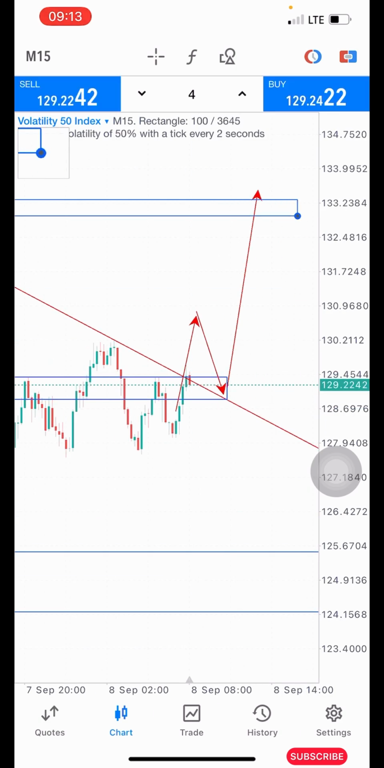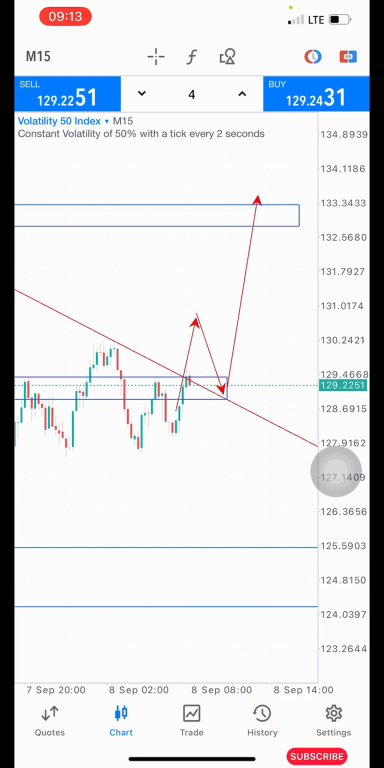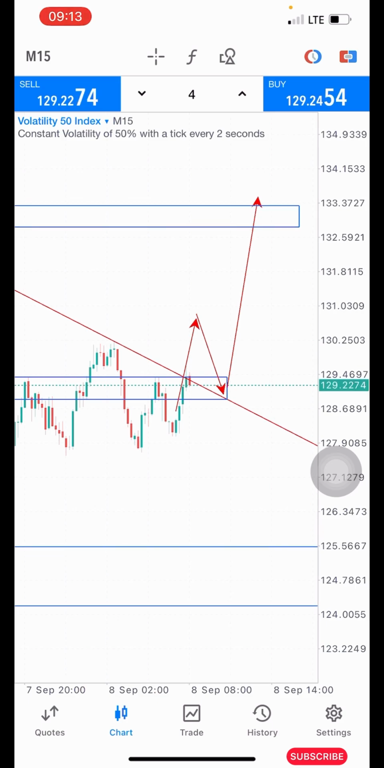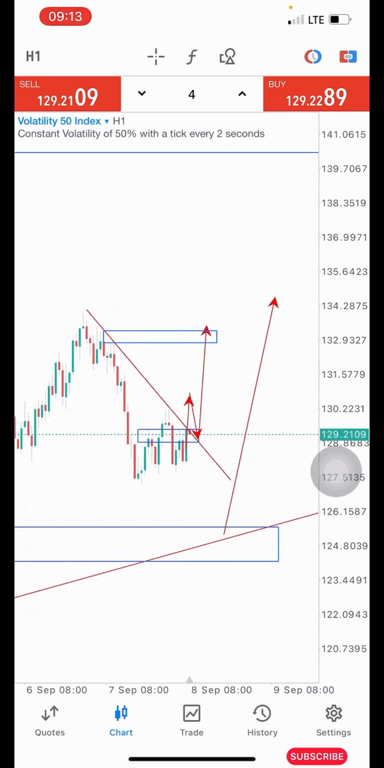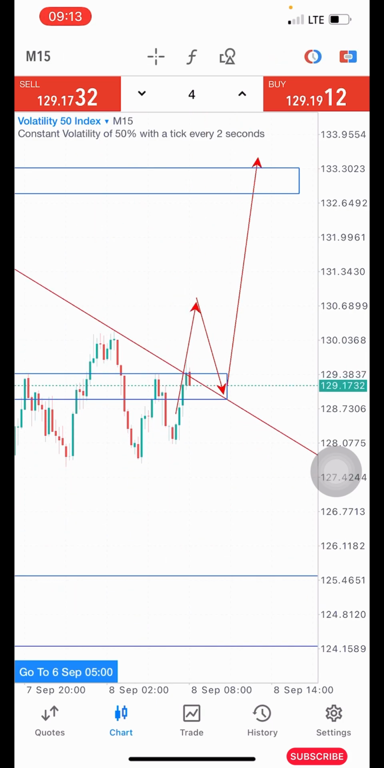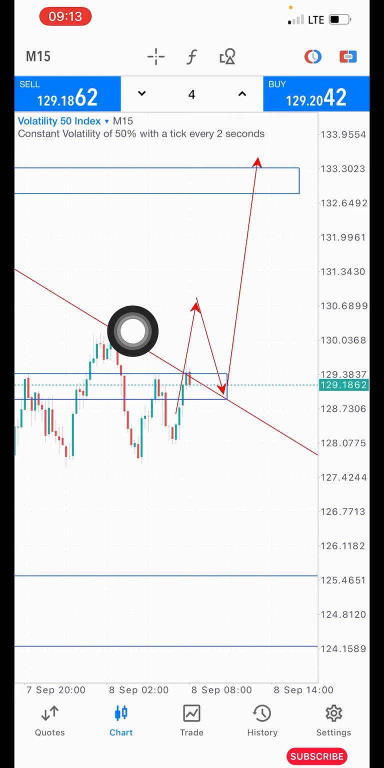You can just buy to the next area of resistance around this area, and you'll be able to get the movement. All right, no matter what price does, you are still ready for it. So this is my setup on VIX 50 index. Hopefully someone out there is able to learn one or two things from this video. Okay, so there's still a resistance here that still needs to be taken note of.